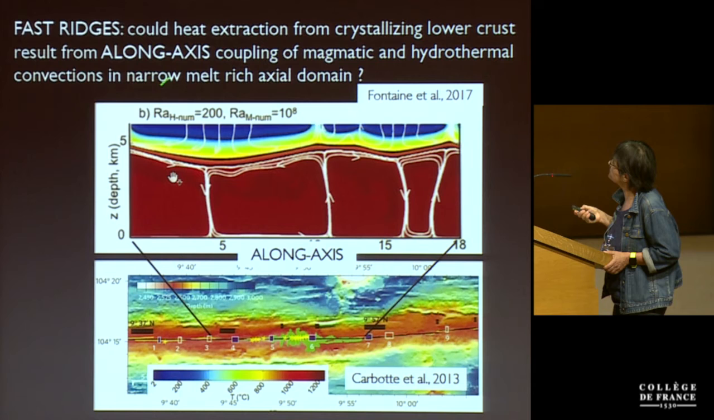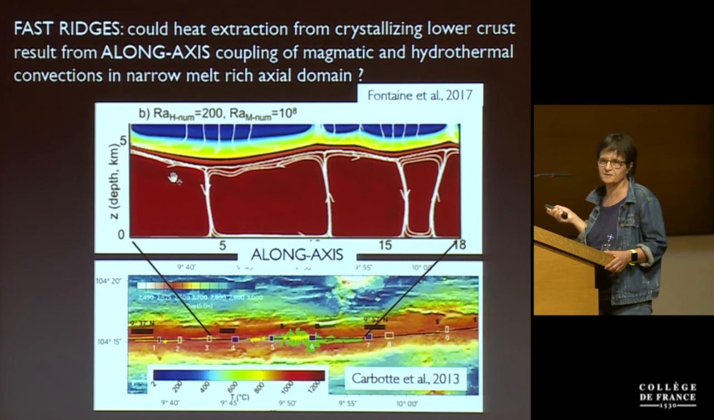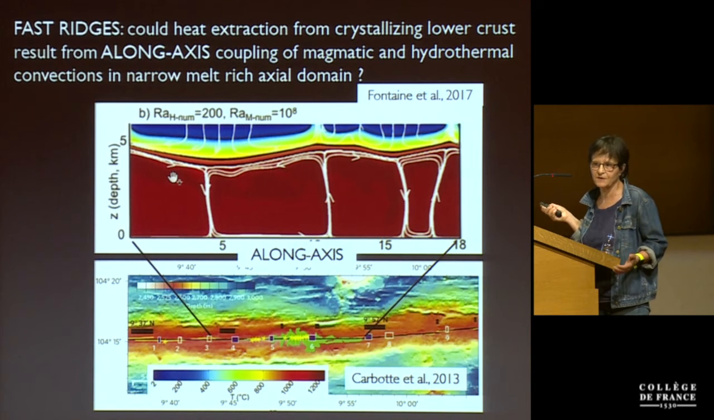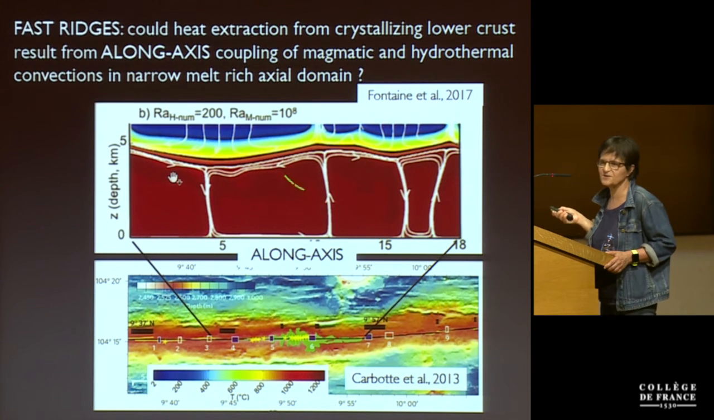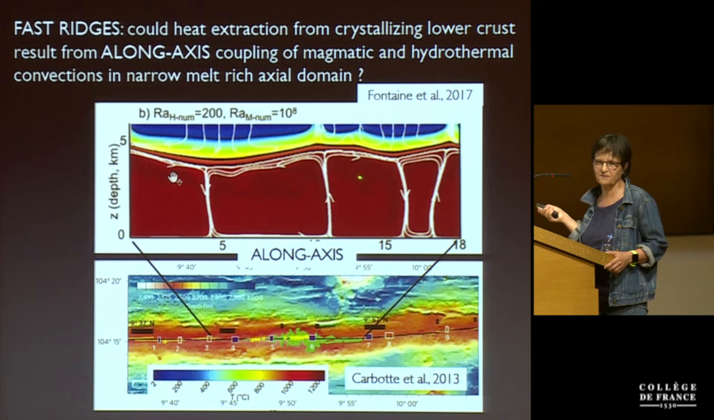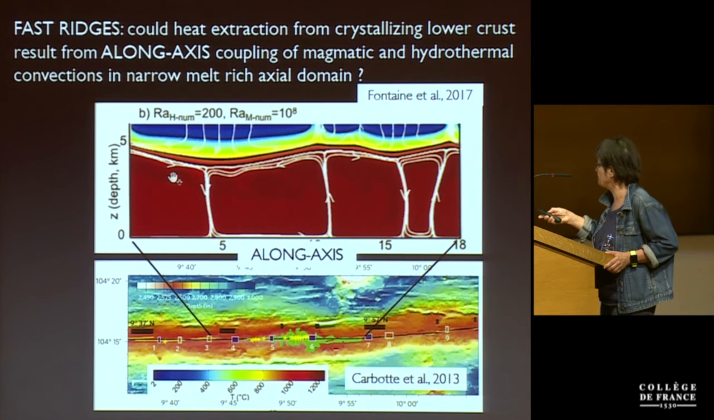And what it shows is that for certain types of conditions, it's possible to extract the heat by along-axis convection of the gabbroic mush. Now the question is, are these conditions realistic in terms of actual rock and petrology? And so that's more like an idea for future studies.